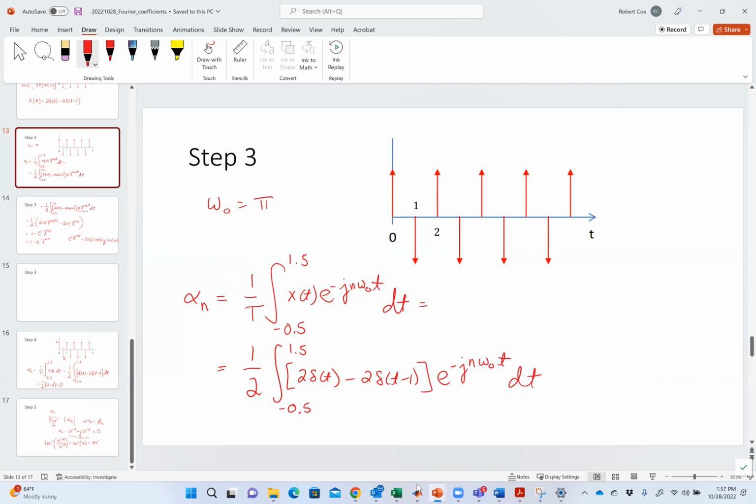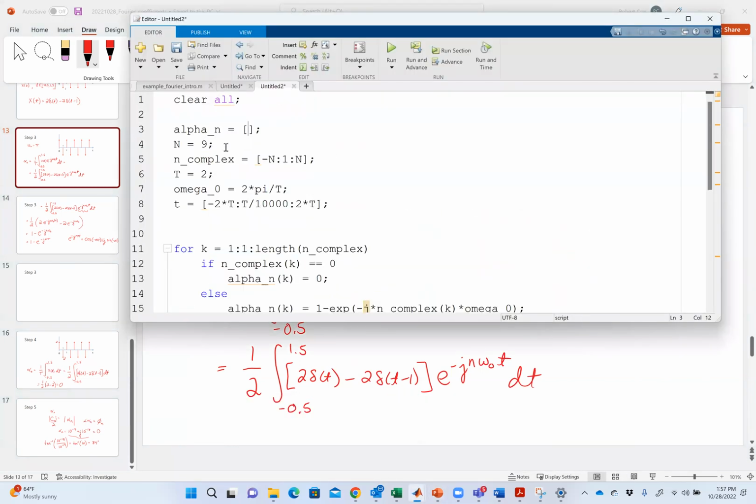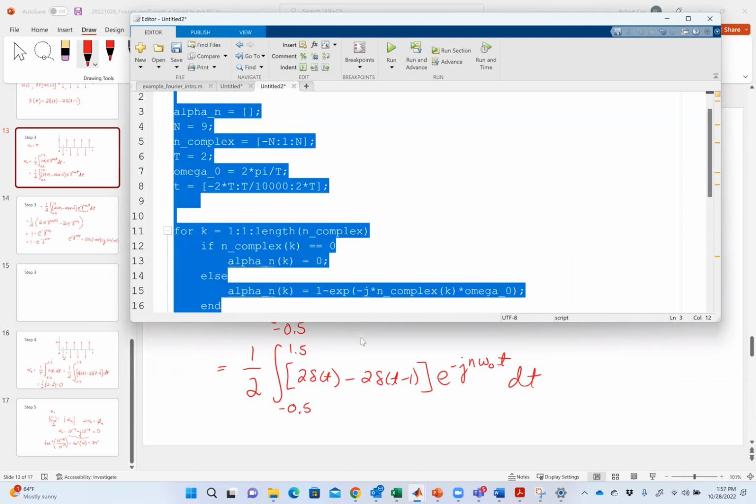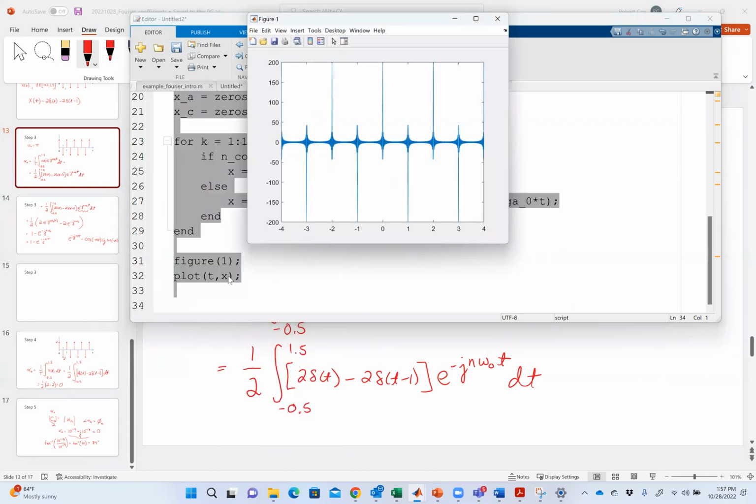Now, initially I did this. What do I have here? I have n equal to 9. So I did 9 harmonics. Notice that means I went from -9 to 9 when I do the complex form of the series. So I'm going to run this guy. All right, I get that.